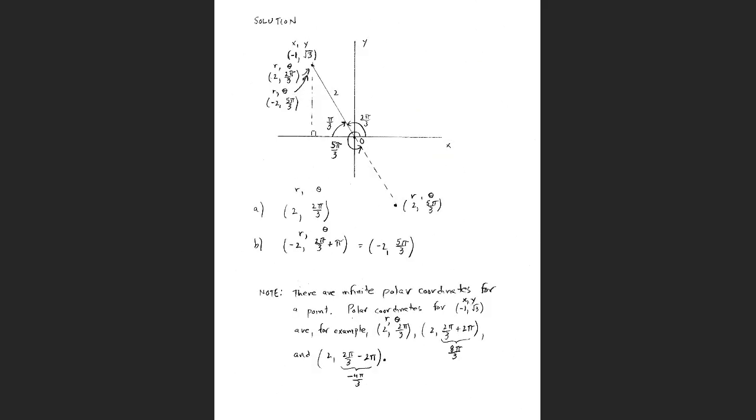So for our solution, I plotted the point -1, √3. That puts us right here in the second quadrant. And I'm labeling the plot as much as I can. So, you know, I got a radius of 2. Well, I want to be careful here. I mean, -1, √3 is right here.